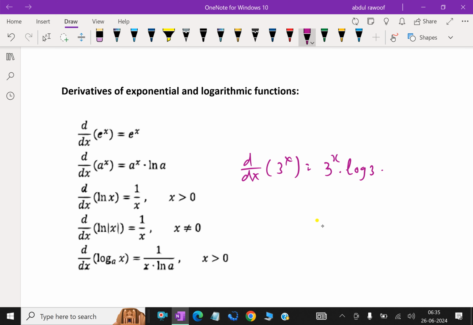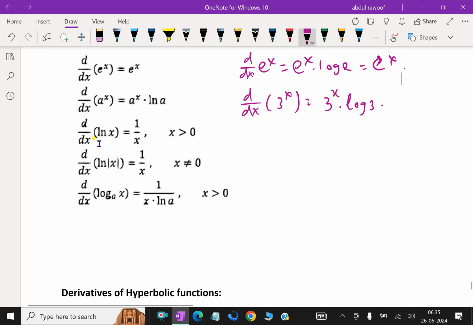Here, d by dx of e power x is e power x times log e, but log e equals 1, therefore it is e power x only. d by dx of ln x, the natural logarithm of x, equals 1 over x, where x should be greater than 0. d by dx of ln absolute x is 1 over x, where x should not be equal to 0. d by dx of log x base a is 1 over x times ln a. Here also x should be greater than 0.